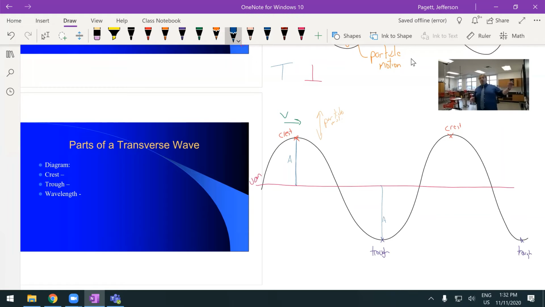Okay? Now the other thing I have listed up here is the wavelength. So crest you can say is the highest part, the trough is the lowest part. Wow, that's not even legible. I apologize for that. Let me try that again. Let's put it in black. Crest, highest. The trough is the lowest. And the wavelength literally stands for the length of one wave.